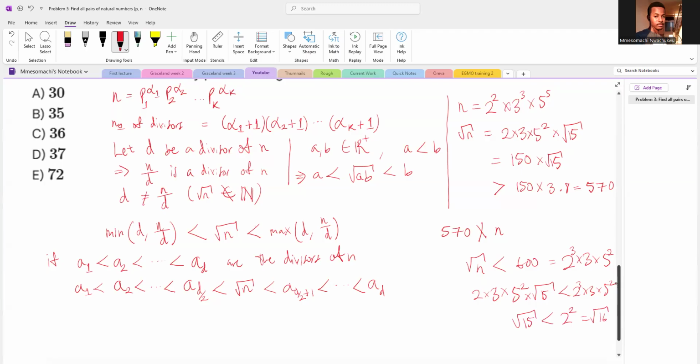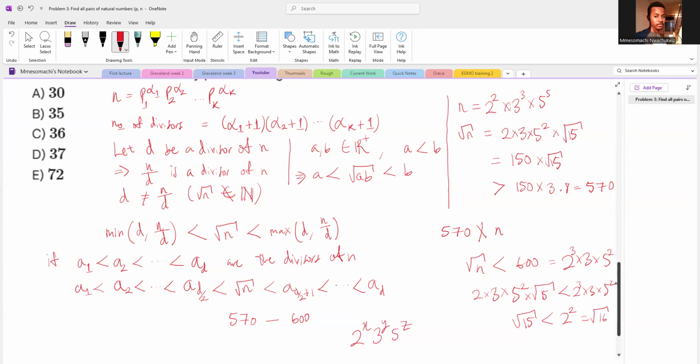So if we can show that there is no divisor of n between 570 and 600, then we'll be done. We just need to check the numbers between 570 and 600 to see if there's a divisor of n. This is a part where you can quickly verify things. If it's going to be a divisor of n, it has to be of the form 2 to the power of some x, 3 to the power of some y, 5 to the power of some z. So we can quickly filter out a lot of numbers here. And so basically the fact is that there's no divisor of n in this range.